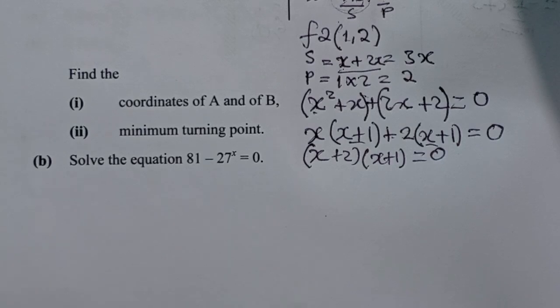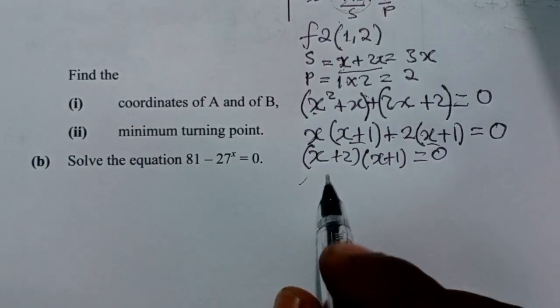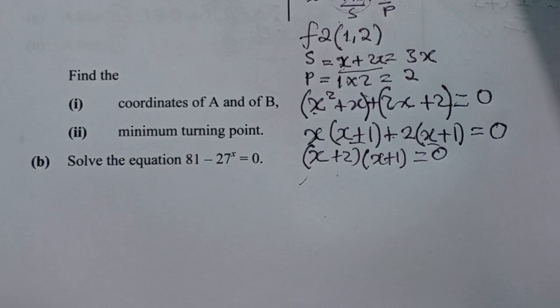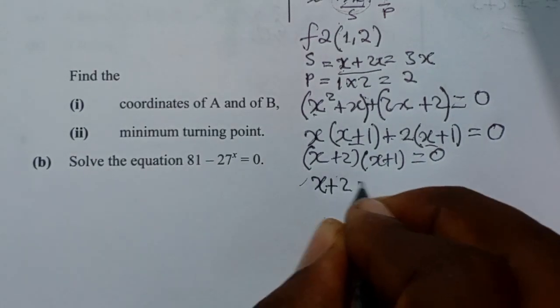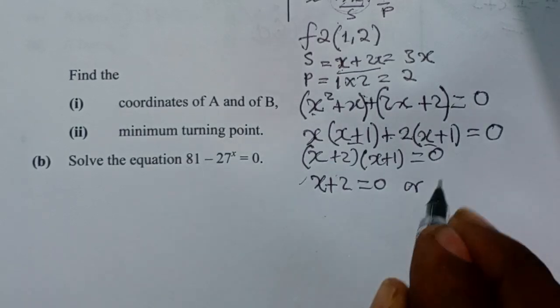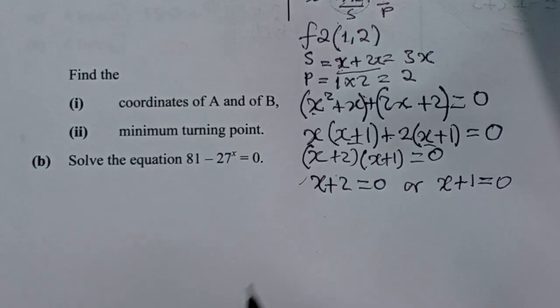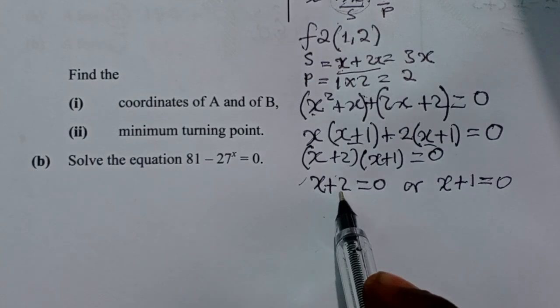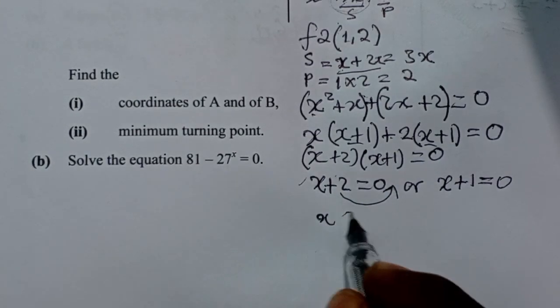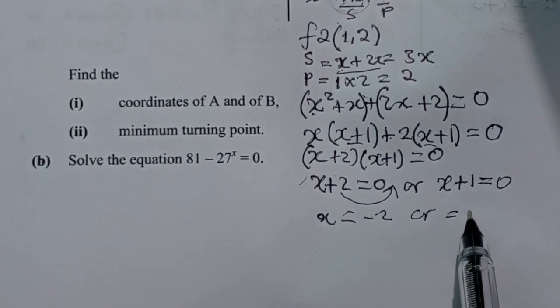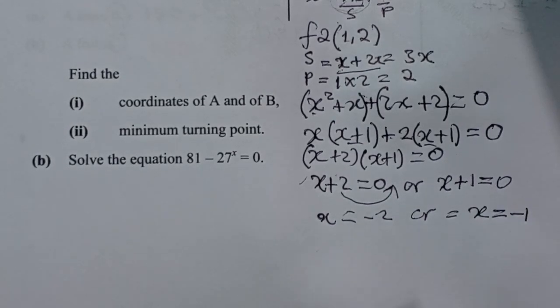Remember the zero product rule, that's the one we are going to use. So it is going to be x plus 2 is equal to 0, or x plus 1 is equal to 0. In this case, this is positive 2, and when it crosses the equal sign, it will be negative 2, so x is negative 2. This is positive 1, and when it crosses the equal sign, x is equal to negative 1.